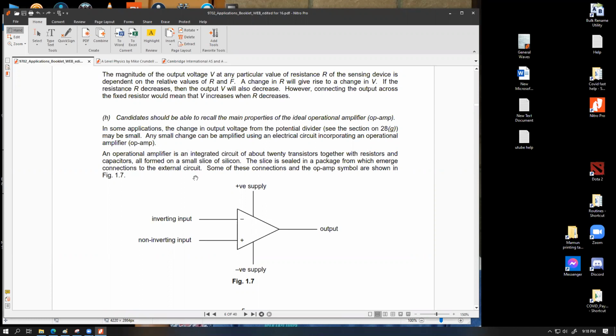And then comes this thing, which is called the operational amplifier. Will you be able to recall the main properties of the ideal operational amplifier? Now, this is an interesting word. Have a look at this word. What does it mean?